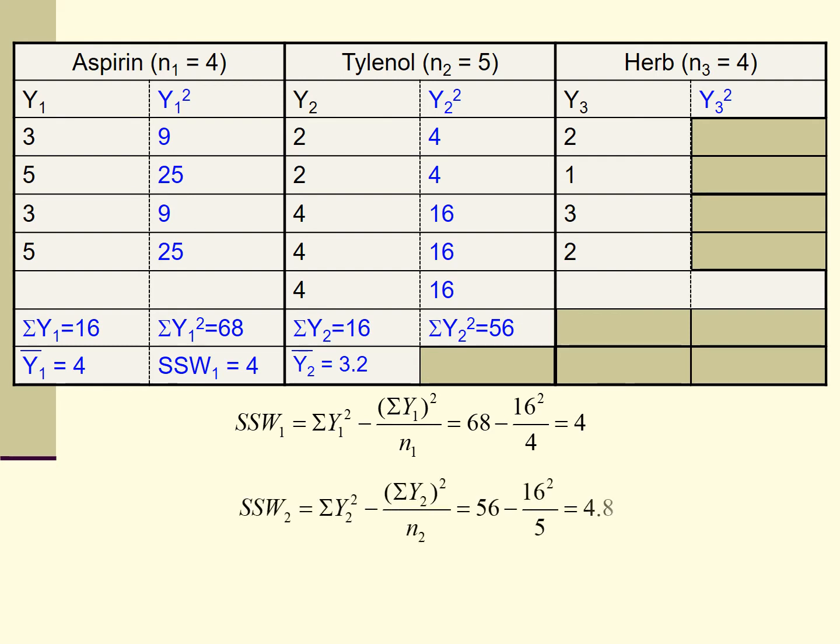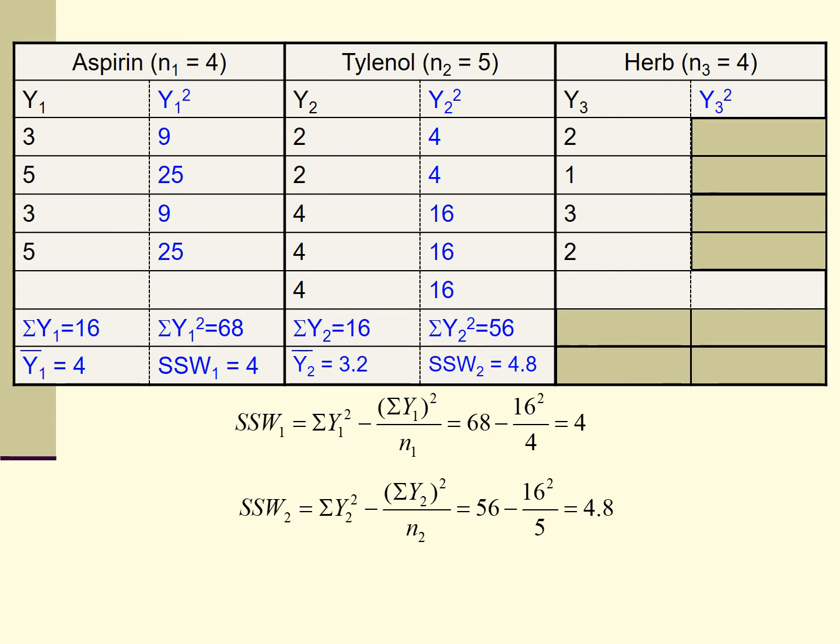Then we compute SS within for the Tylenol group. So it is 56 minus 16 squared divided by 5. We will get 4.8. That is the SS within for the Tylenol group.